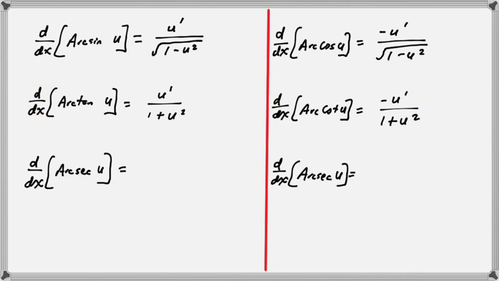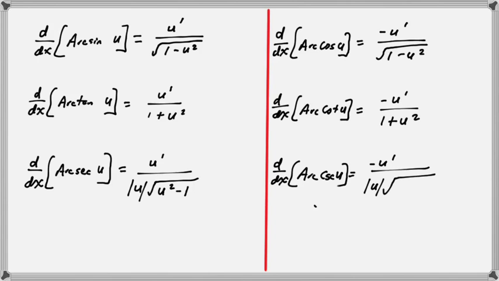So the derivative of arcsecant of u is u prime over absolute value of u times the square root of u squared minus 1. They really should have an absolute value here, which they do. Now the derivative of arcsecant of u is negative... I'm sorry, that should be arccosecant of u. The derivative of arccosecant of u should be negative u prime over absolute value of u times the square root of u squared minus 1. With practice, you'll get these down.